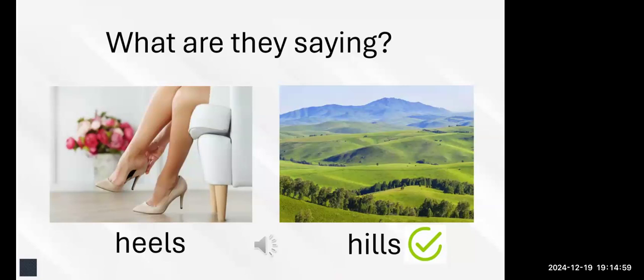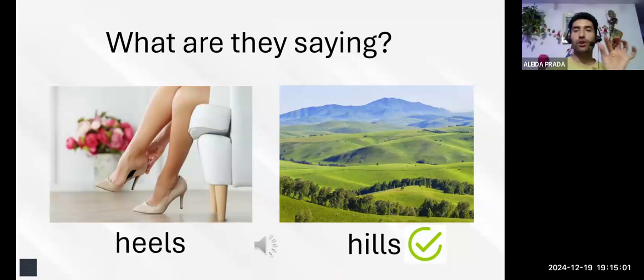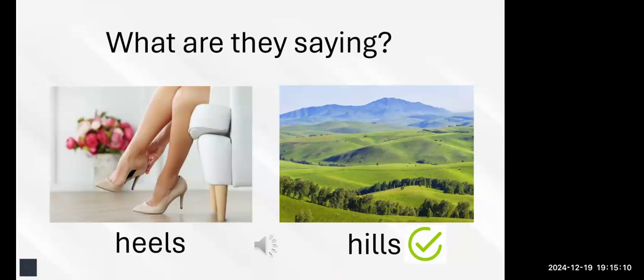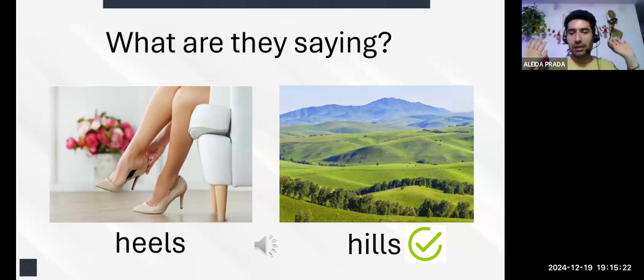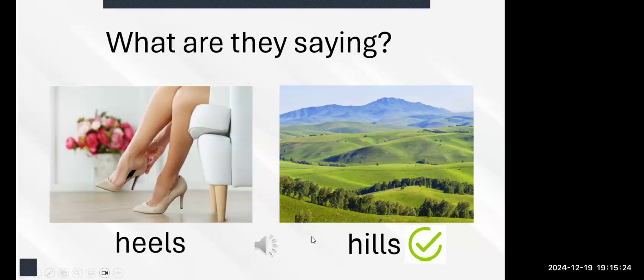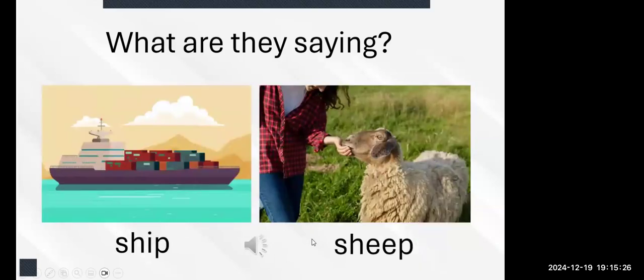Heels. Yeah, hills. Very short, hills. No heels, because heels is the first picture. The second is hills. So it's shorter. Yeah, very good. So in the example, the person likes the mountains, the hills. Okay? Very good. So do you understand? Good. Let's go with the next one.